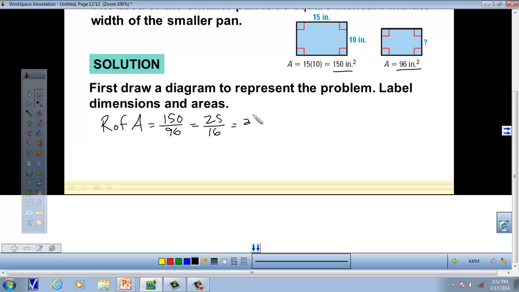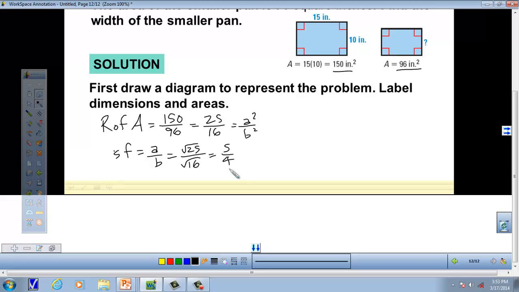Now remember, this is a squared over b squared, and we want to know the ratio of sides, or the ratio of perimeters. So I'm just going to write that as scale factor, and the scale factor is a to b. If this is the ratio of the areas, we take the square root of 25 and the square root of 16, and that gives us 5 to 4.